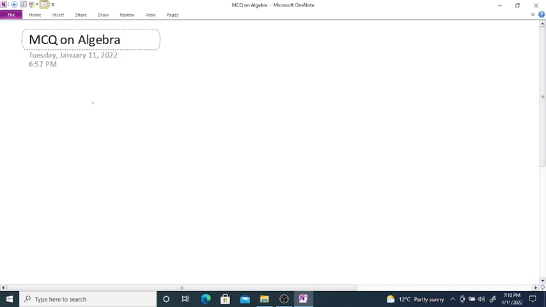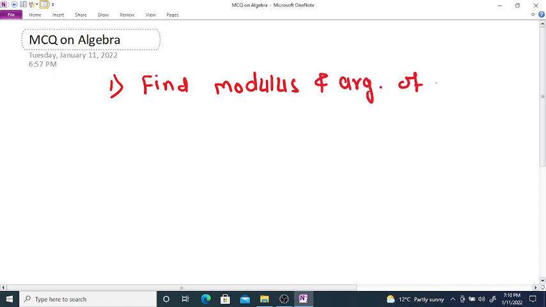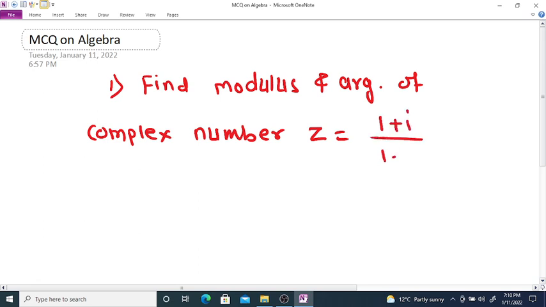Multiple choice question on algebra. The first example, find the modulus and argument of the complex number z is equal to 1 plus i divided by 1 minus i.